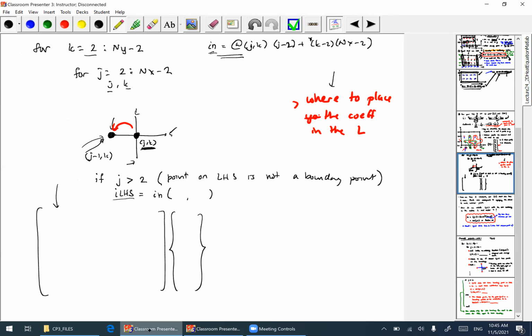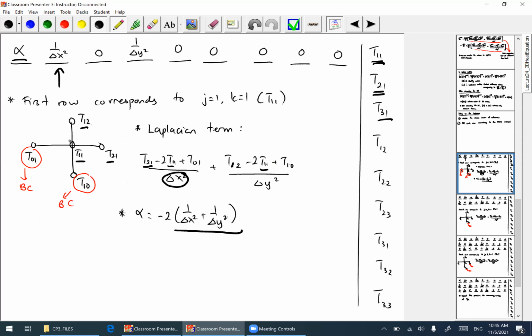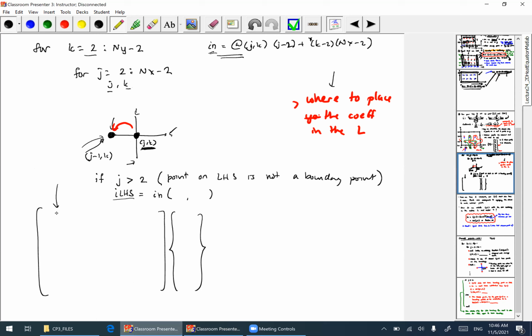But here, the problem right now is for a given point j and k, if I write an if statement that says if j is greater than 2, it means that the point on the left-hand side is not a boundary point. If the point on the left-hand side is not a boundary point, it means that there is a contribution from j minus 1, k. And we know that j minus 1 has a coefficient of 1 over delta x squared. All of that we know. The one thing that we are not sure about is where do we place it in our matrix here?